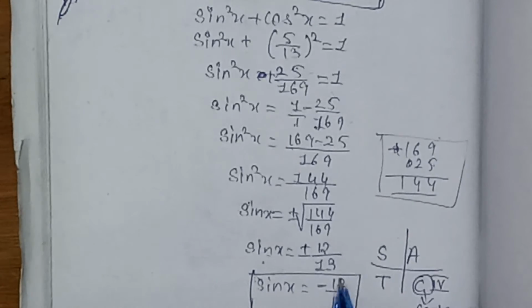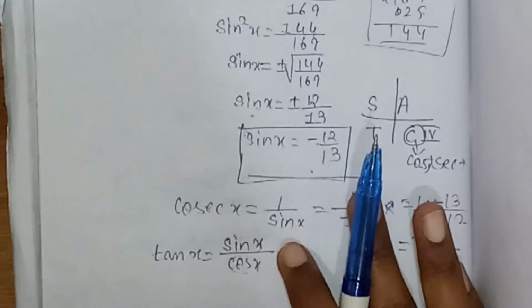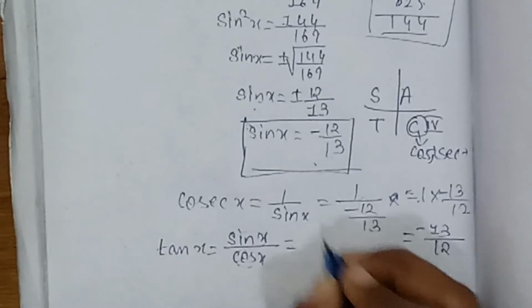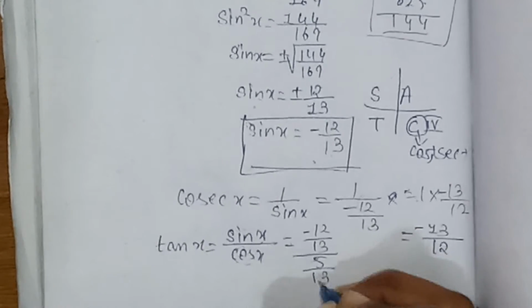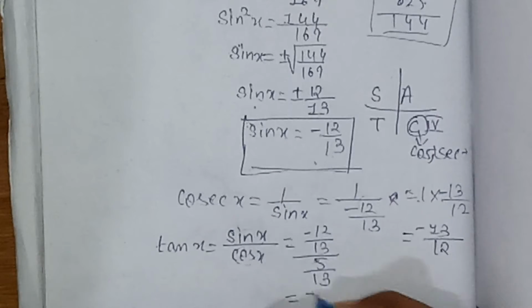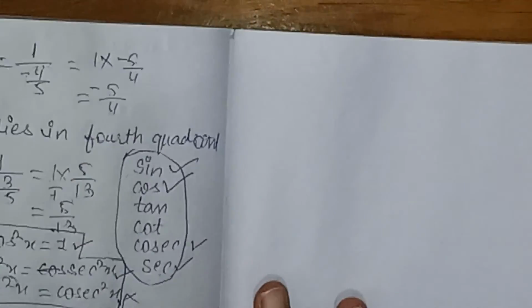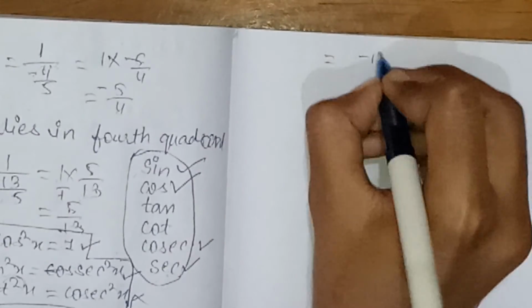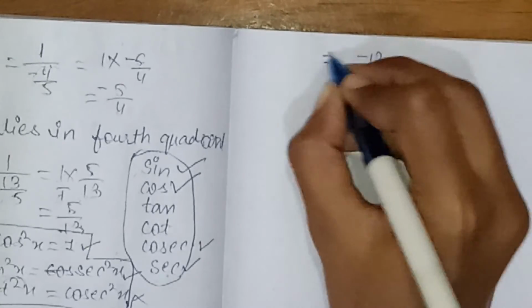So we know the value of sine is what? Minus 12 by 13. And cos is what? As we found, 5 by 13. So the sine value is minus 12 by 13, divided by the cos value, 5 by 13. So minus 12 by 13. I'm going to write in the next page. Minus 12 by 13 over 5 by 13.